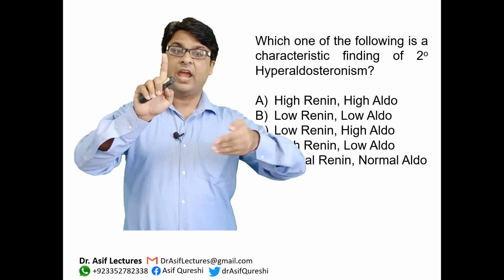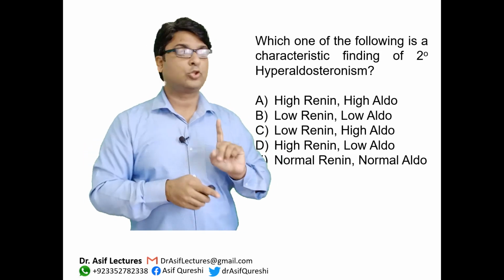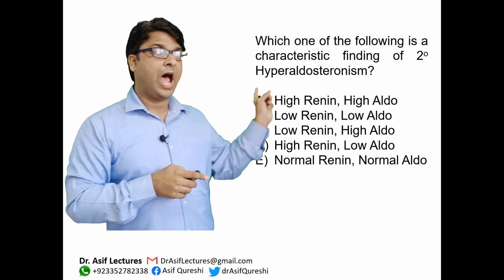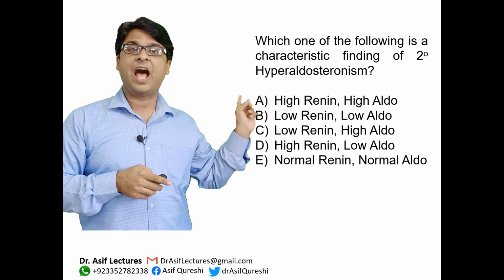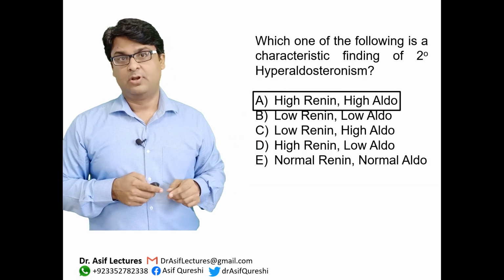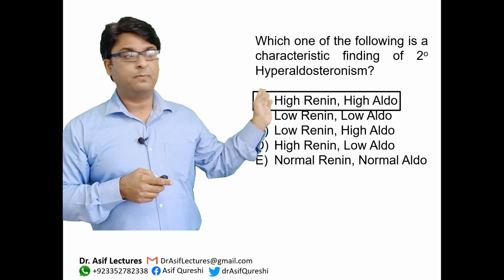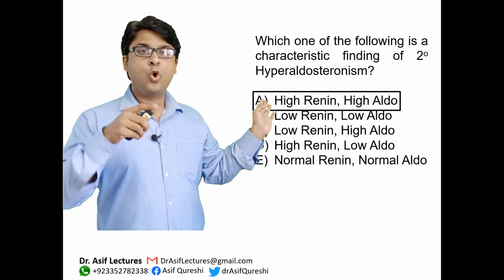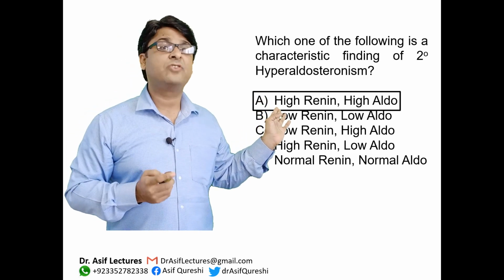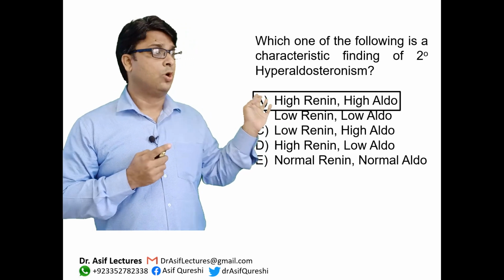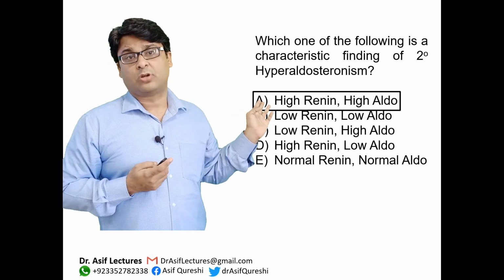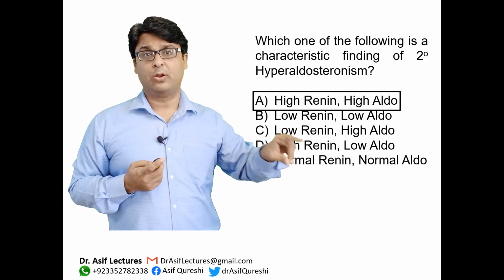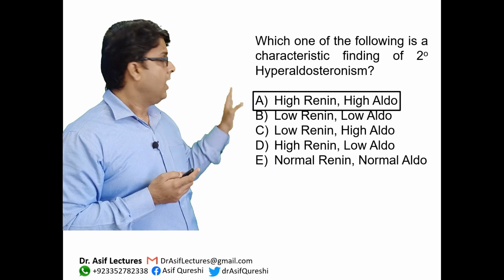And when renin levels are high and aldosterone levels are high, look for the option. Where is it? High renin and high aldo. Option A is the right answer. All the others we can discuss. B cannot be the right answer. Low renin doesn't happen in secondary hyperaldosteronism, and low aldo is not the right option anyway because we are talking about hyperaldosteronism. So B is out of the question.